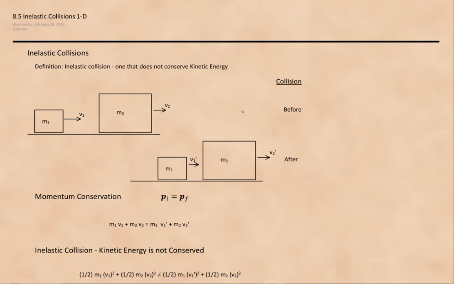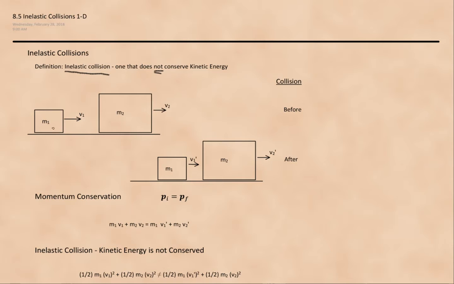Chapter 8, Section 5 deals with the topic of inelastic collisions in one dimension. An inelastic collision is a collision that does not conserve kinetic energy. So we talked in the previous section about elastic collisions in which kinetic energy is conserved. That's the definition of an elastic collision. An inelastic collision is a collision in which kinetic energy is not conserved.